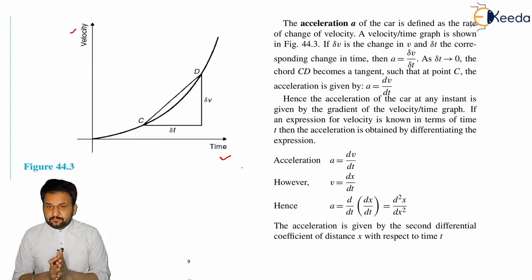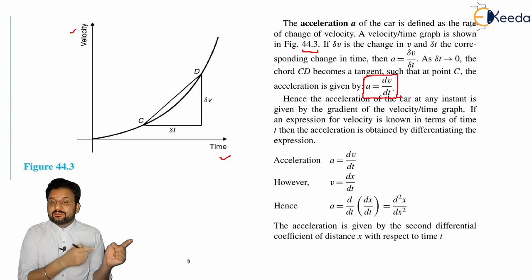The acceleration a of the car is defined as the rate of change of velocity. A velocity with respect to time graph is shown in figure 4.3. Delta v is the change in v and delta t is the corresponding change in time t. So a is delta v by delta t, that is dv by dt. Here dv by dt is a, and a denotes acceleration.